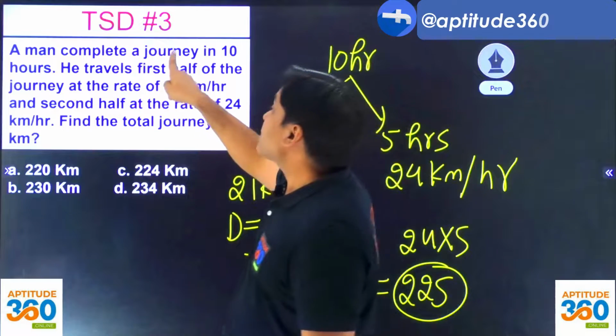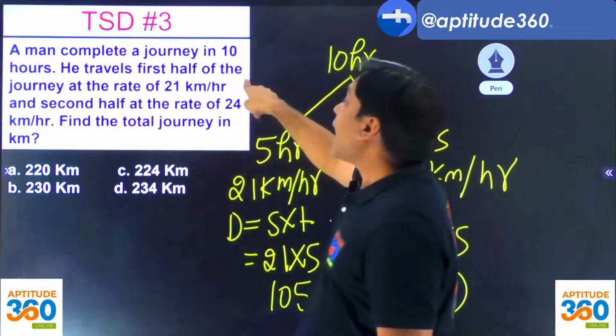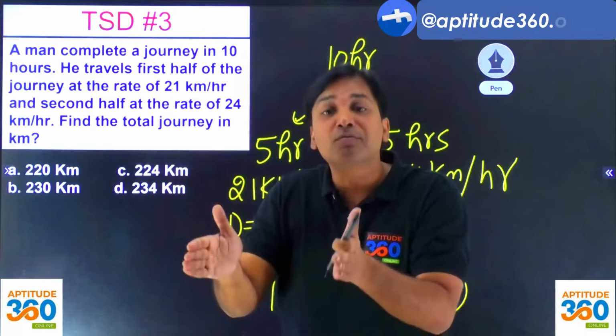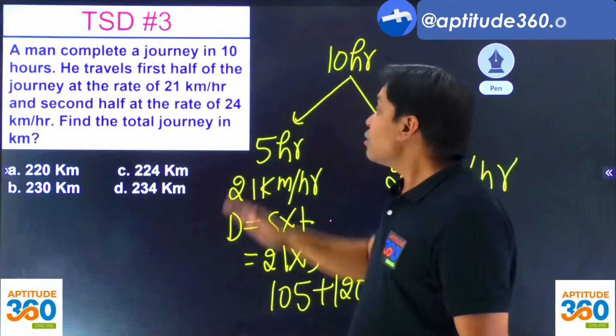A man completes a journey and he travels the first half of the journey. First half of the journey का मतलब हो गया वो जो distance है उसका half बोल रहे हैं, वो time का half नहीं बोल रहा. So this approach is wrong.